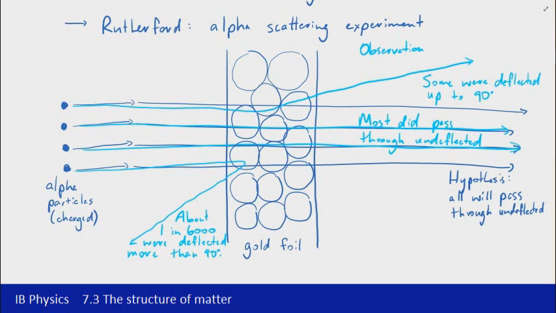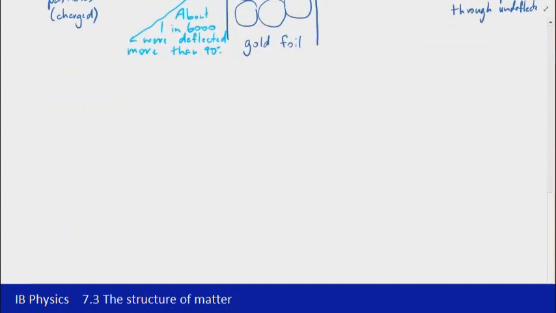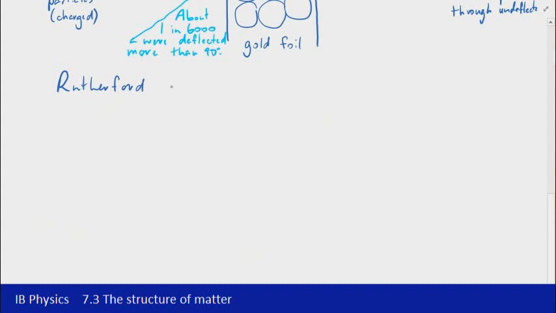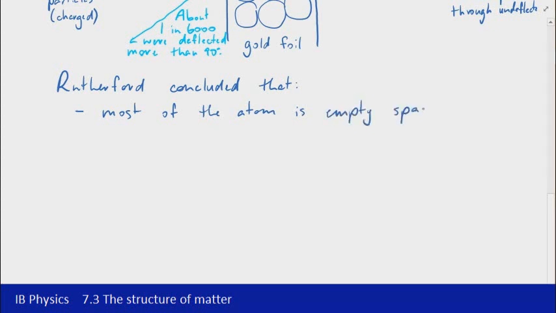So that then allowed some fairly important conclusions to be drawn, and this is the really important aspect of this experiment, these conclusions. So there are two things that we can conclude. The first is that most of the atom is empty space, and that empty space is where the electrons orbit.